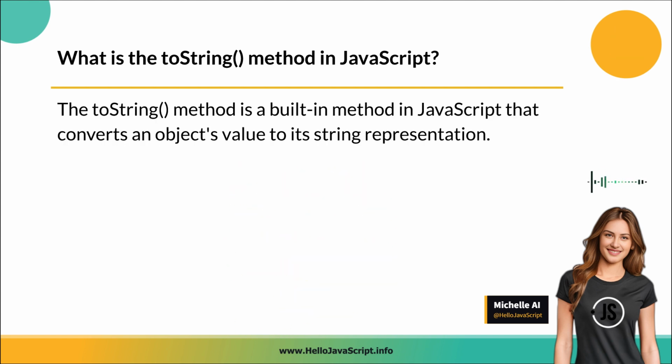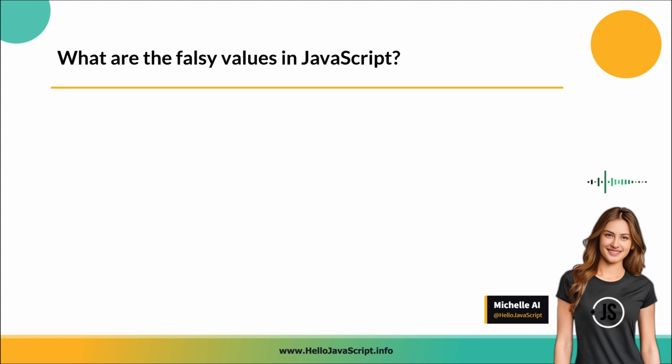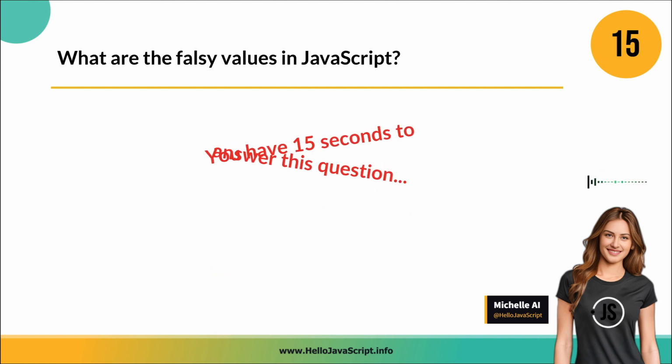The correct answer is: the toString method is a built-in method in JavaScript that converts an object to its string representation. This is the next question. What are the falsy values in JavaScript?